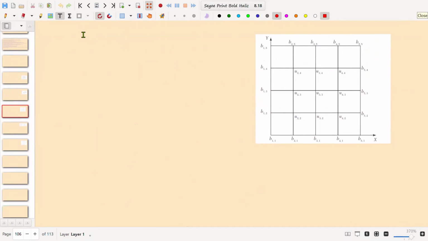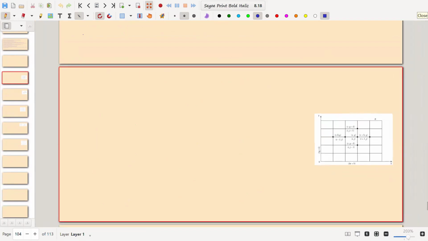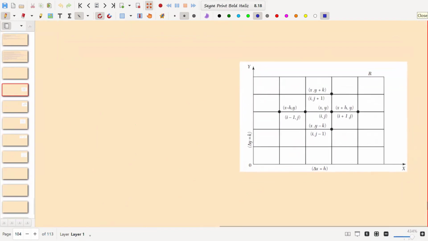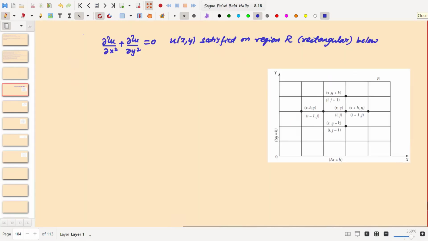Let us try to solve this PDE over here. Maybe I have this one for example. This will be better to consider. So ∂²u/∂x² + ∂²u/∂y² = 0 and u(x, y) is satisfied on region R, and R is a rectangular region for this purpose. Now, how can we solve it?